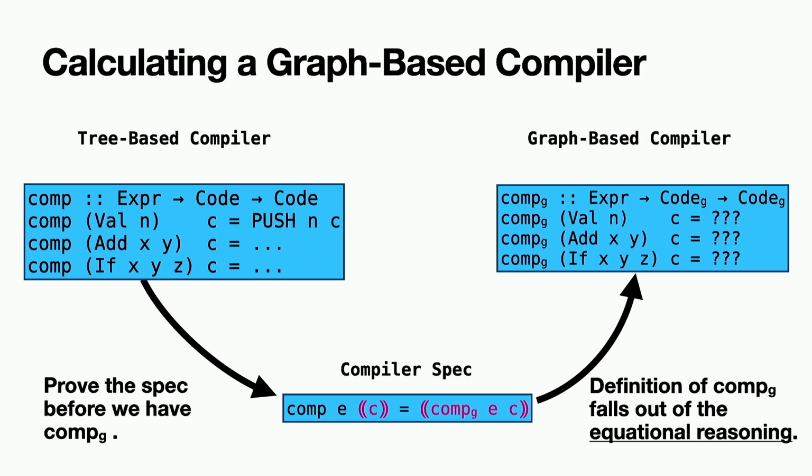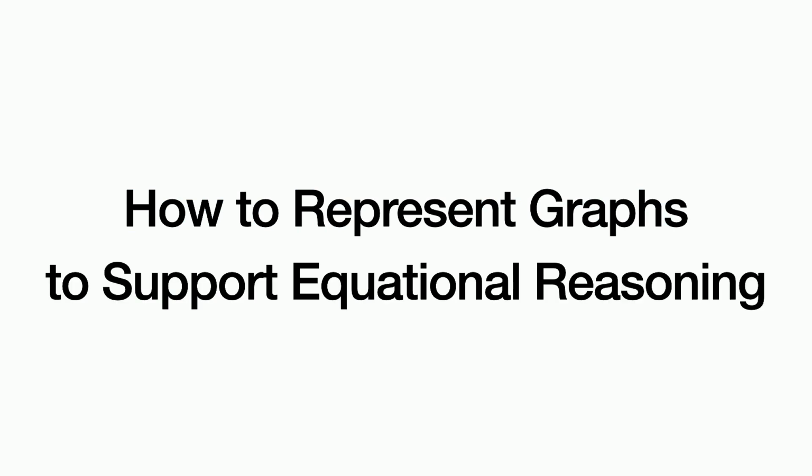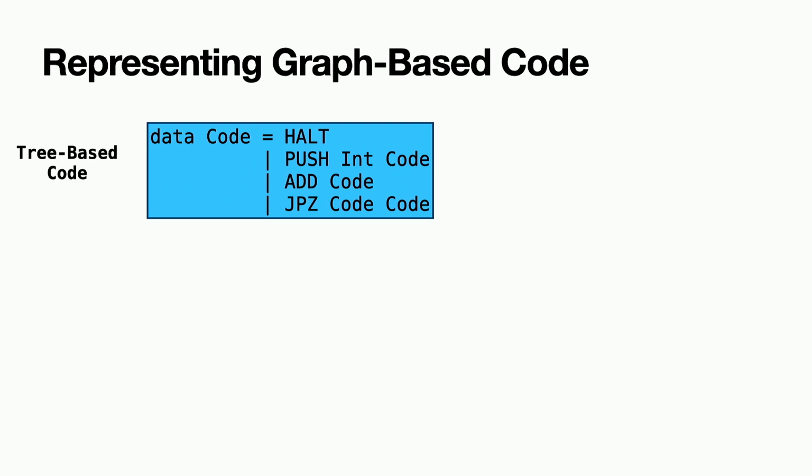Right, so the same technique applies here. But of course, in order to do this, we need some nice equational reasoning principles for our graphs. So how do we do this? So we need to find a good representation for these graphs so that we can do equational reasoning about them. So let's have a look how this can look like. So I'll show you this on an example.